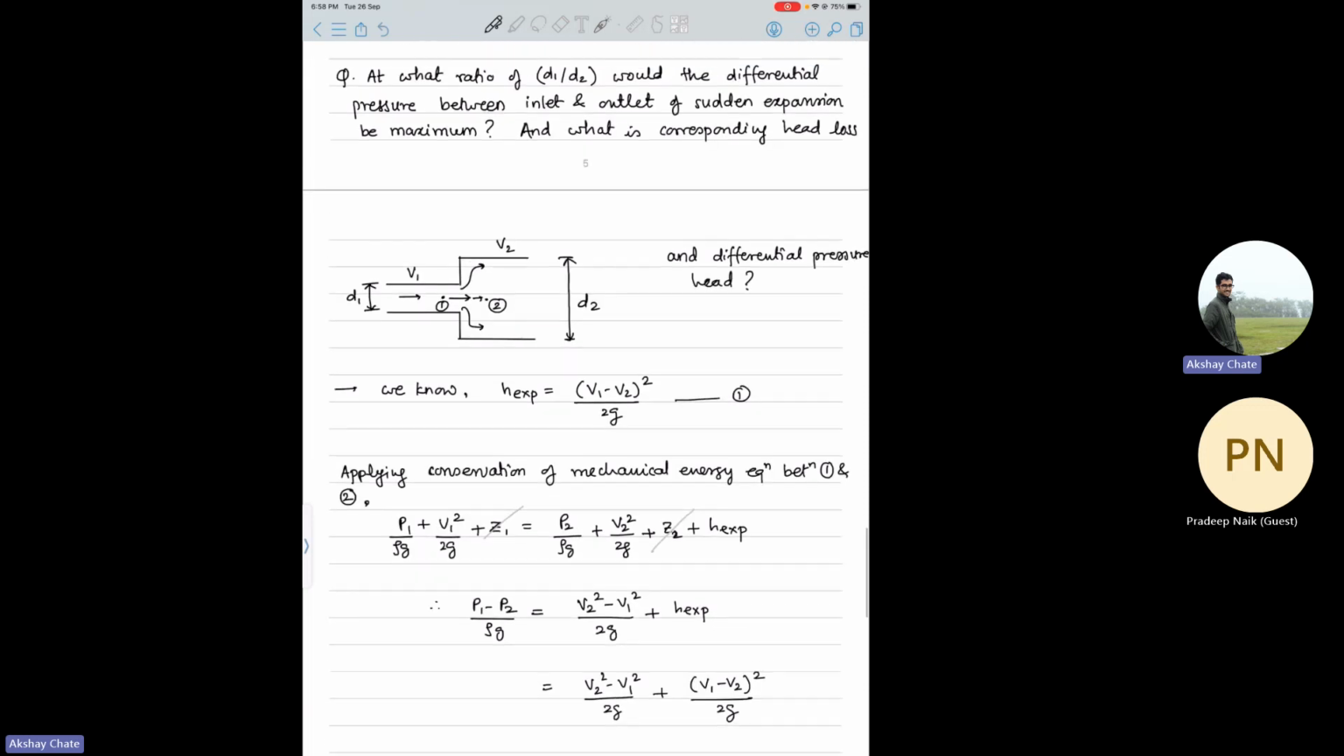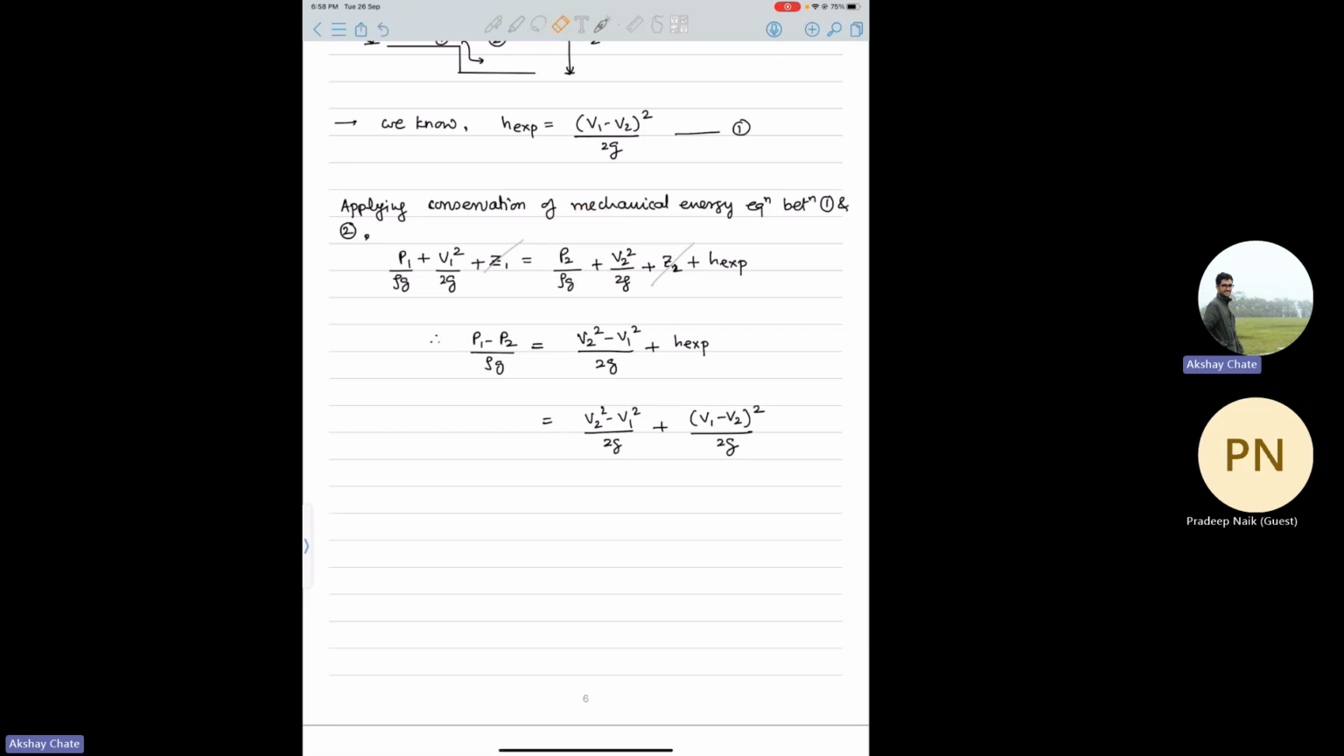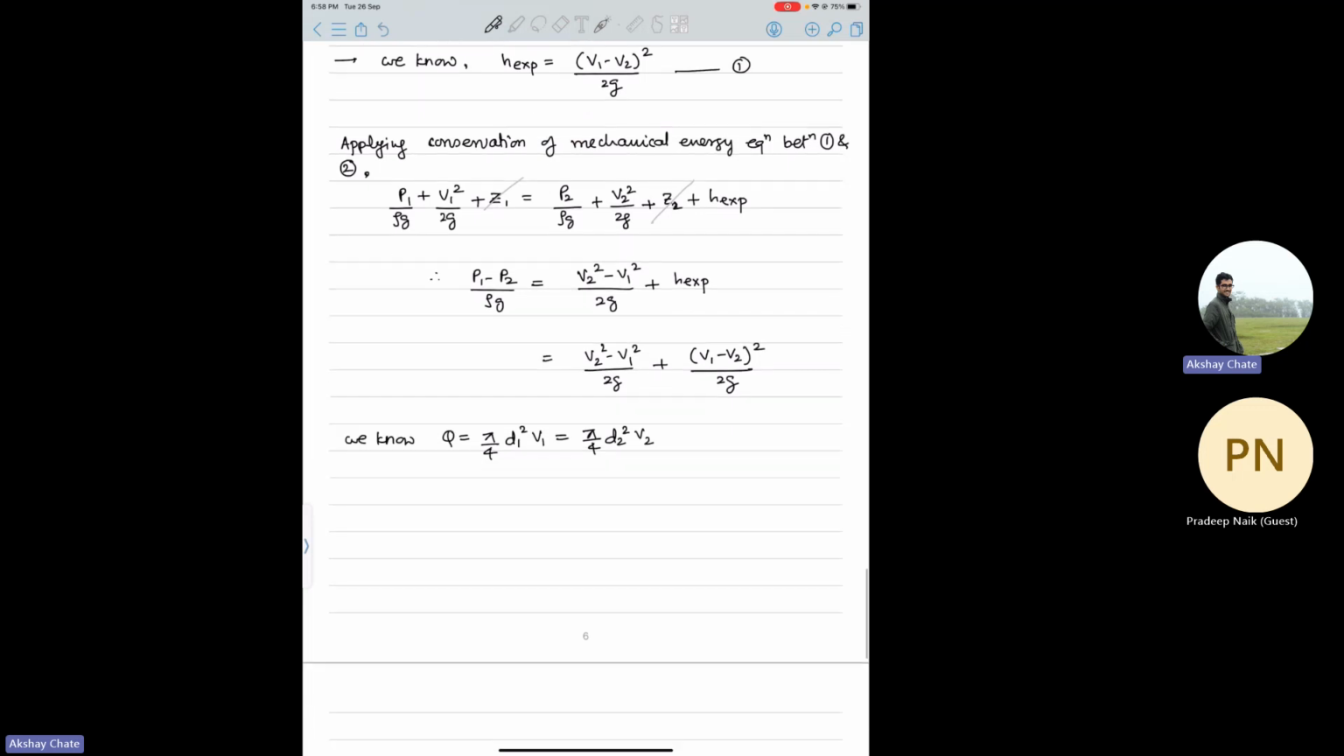Now we are asked the ratio of D1 by D2, right? So again, we know the flow rate is constant, so pi by 4 D1 square V1 equals pi by 4 D2 square V2. Same thing, so you will have V2 by V1 equal to (D1 by D2) whole square. Now we have to use this information in equation number, let's say 2. But before that, it will be better if we take something common. So what should we do?